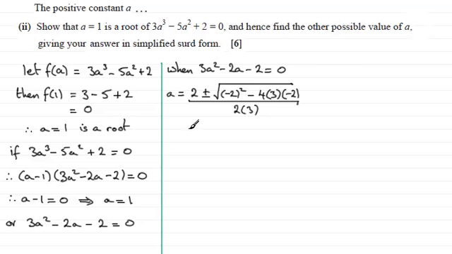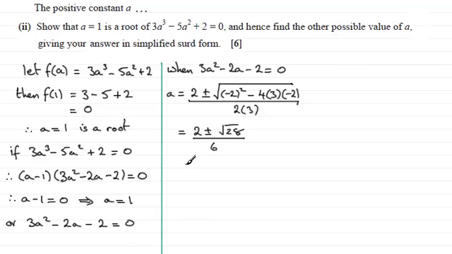So if you clean this up, okay, what have we got? We've got 2 plus or minus. Inside the root, we got 4. And we've got minus 12 times minus 2, so that's plus 24. 24 plus 4 is going to be 28. So we've got the root of 28. And this is all divided by 6.